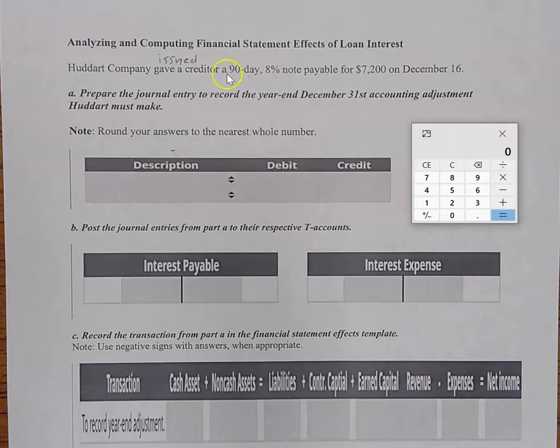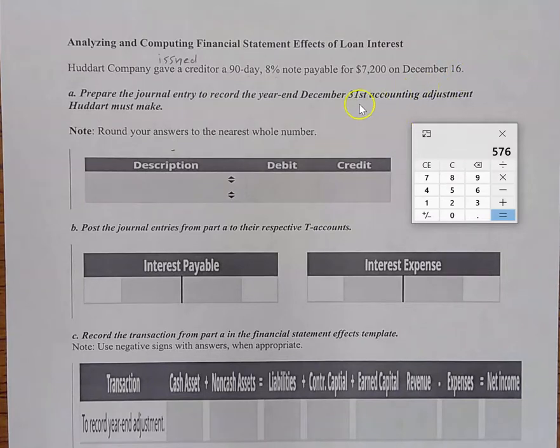Okay, so they issued this 90-day note, so it's due in 90 days, 8%, $7,200 on December the 16th. And it says, prepare the journal entry to record the year-end December 31st accounting adjustment that the company needs to make. So they need to recognize some interest, but how much? Well, we can take $7,200, which is our loan amount, and we can first multiply that by 8%. That'll give us $576. But this $576 is the amount of interest that we would pay for an entire year.